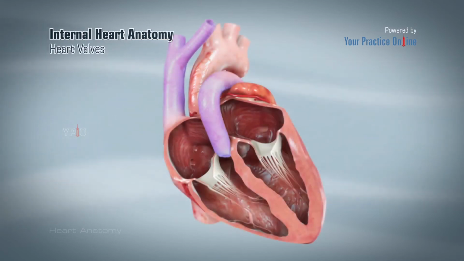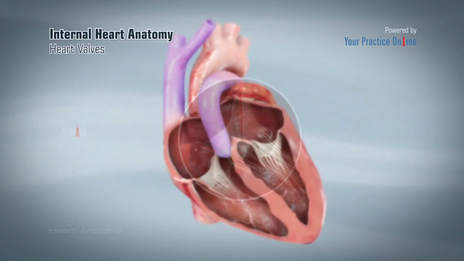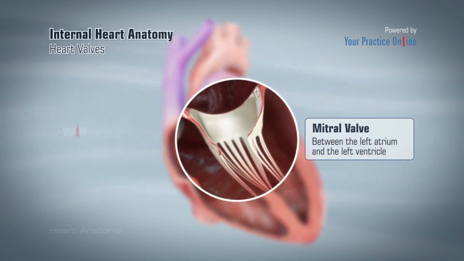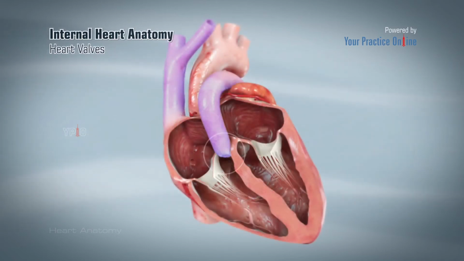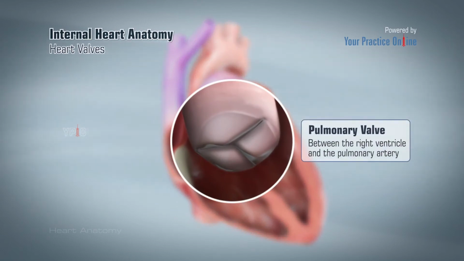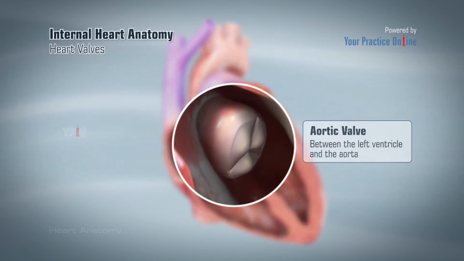Heart valves. Heart valves are flap-like structures that allow blood to flow in one direction, preventing backward flow of the blood. The heart has 4 valves. Tricuspid valve. It is located between the right atrium and the right ventricle. Mitral valve. It is located between the left atrium and the left ventricle. Pulmonary valve. It is located between the right ventricle and the pulmonary artery. Aortic valve. It is located between the left ventricle and the aorta.